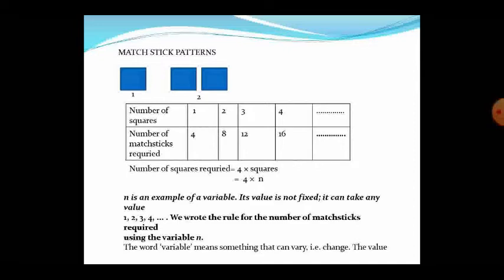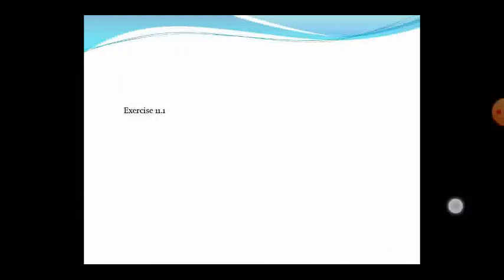If you take n as 1, then 4 into 1 is 4, like that. It can take 2, it can take 3, it can take 4, it can take 5. So that is the reason n can vary, so n is called a variable. The value of a variable is not fixed. Fixed means it doesn't change. For example, the number 3 doesn't change. 3 can only be 3, 2 only 2. But here n can change. n can take different values, right?